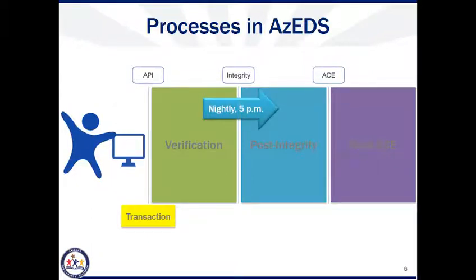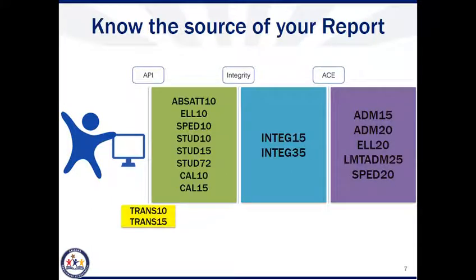Every single night, integrity runs on the data that has landed within AzEDS, and ACE runs every single night. Integrity takes about an hour or 2 every single night to complete. As a result of that process, each time a data element is touched or it runs through a process, a report is generated. As soon as the student information system lands data through the API, you will see those data GUIDs or resource IDs on a Trans 10, which is a summary of the transactions that have landed within the past 3 days. They're only 3-day window reports, or the detail of the transactions that have landed on the Trans 15. Those are the API reports.